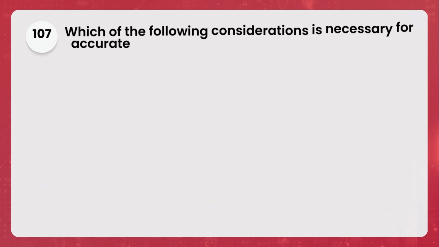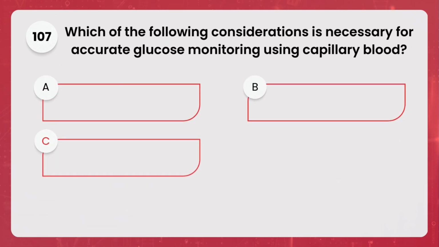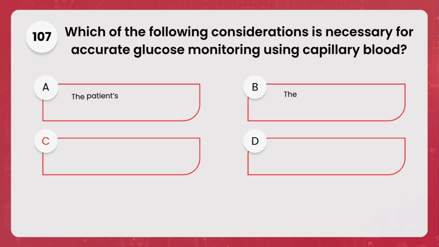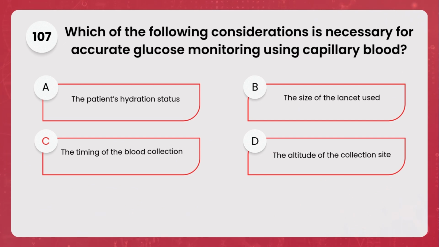Number 107. Which of the following considerations is necessary for accurate glucose monitoring using capillary blood? A. The patient's hydration status. B. The size of the lancet used. C. The timing of blood collection. And D.